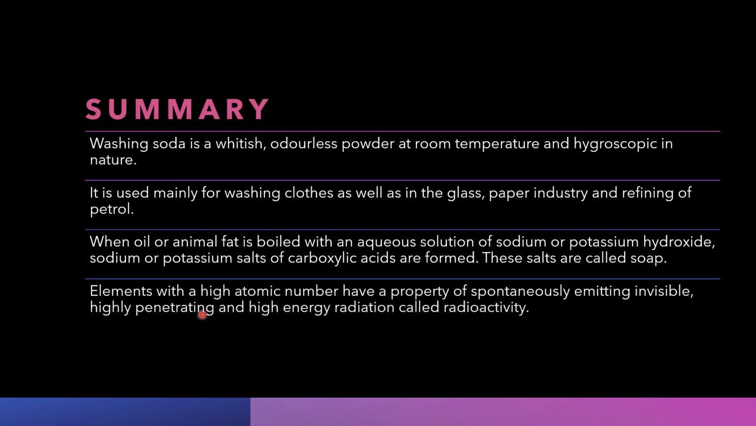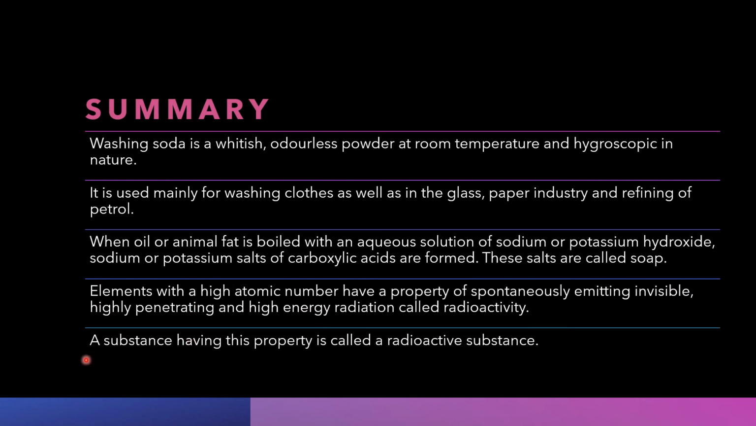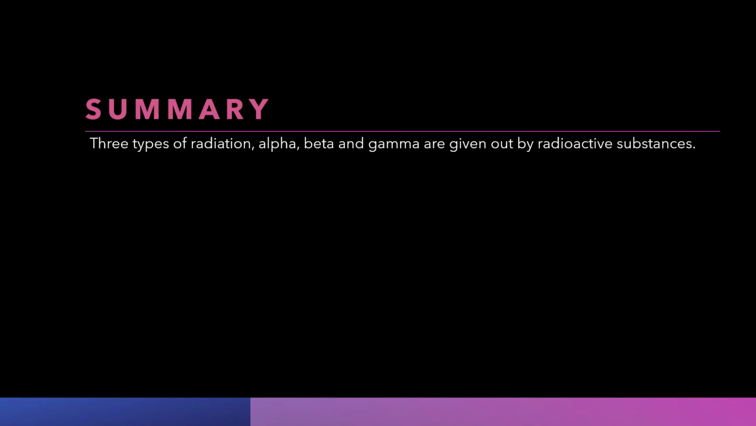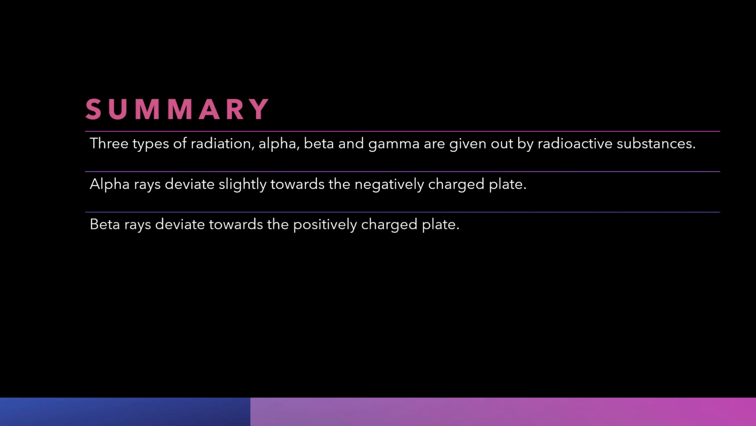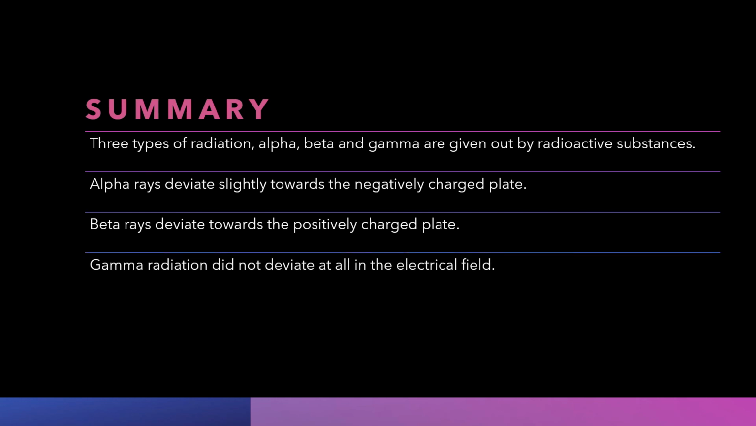The elements with high atomic number have a property of spontaneously emitting invisible, highly penetrating and high energy radiation, which is called radioactivity, and the substance having this property is called a radioactive substance. Radiations are of three types, that is alpha, beta and gamma. Alpha rays deviate slightly towards the negatively charged plate, they possess positive charge. Beta rays deviate towards the positively charged plate, they have negative charge. Gamma rays do not deviate at all in the electric field, they are neutral in charge.